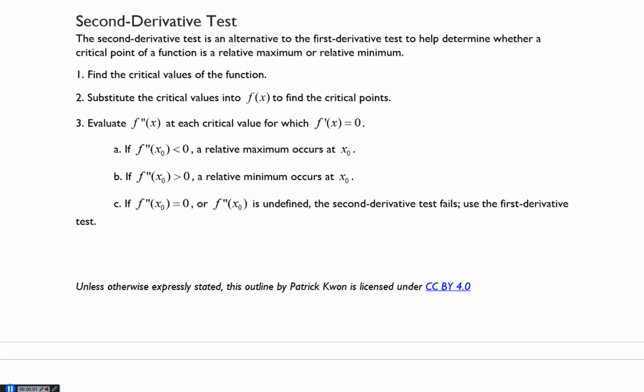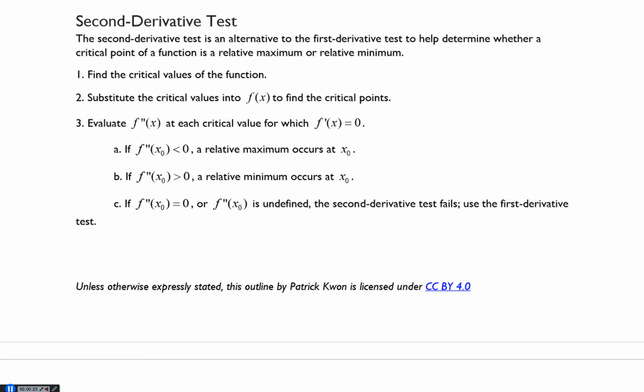The second derivative test is an alternative to the first derivative test to help determine whether a critical point of a function is a relative maximum or relative minimum. The steps below are as follows. Number 1, find the critical values of the function. Number 2, substitute the critical values into f of x to find the critical points.